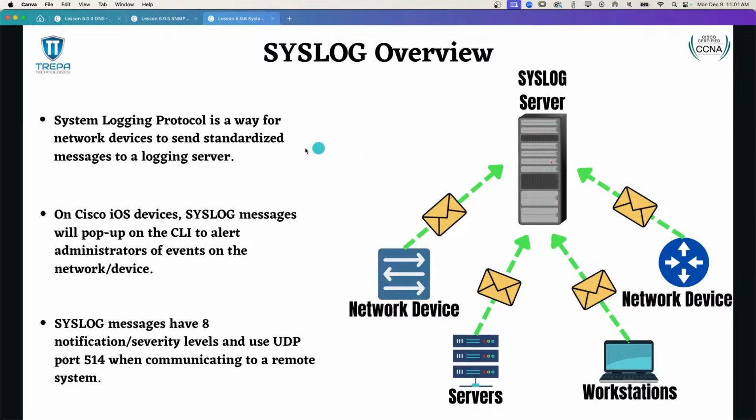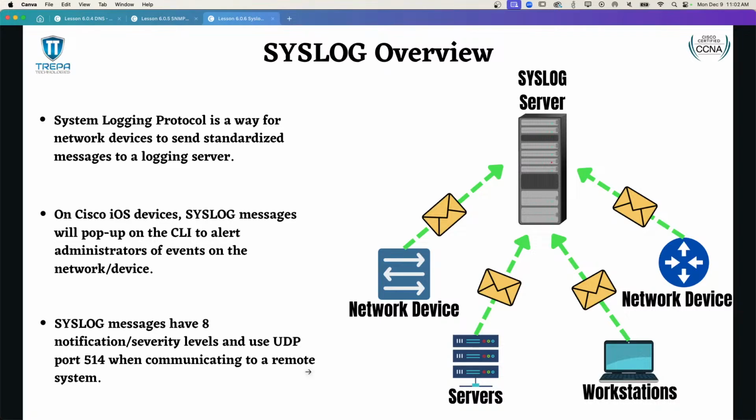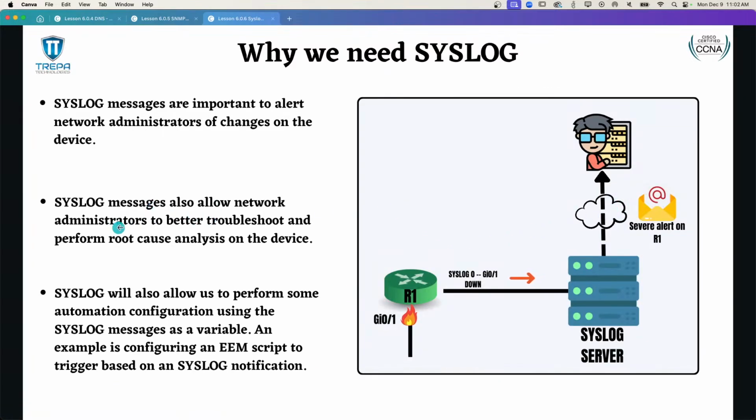Okay, so syslog, system logging protocol, just a standard way for us to get log messages. Write this down, UDP port 514. I think I have it here in your book too. Make sure I didn't miss anything. Okay, right? This is a great way to alert us. You can also start using it for automation, but I'm not going to talk about that, just for the exam.